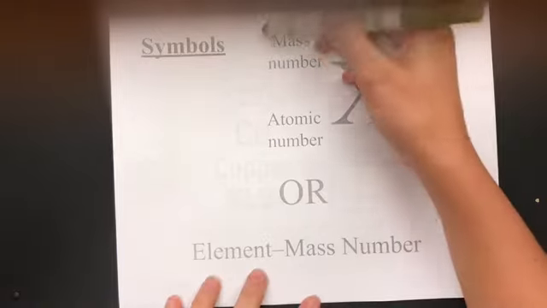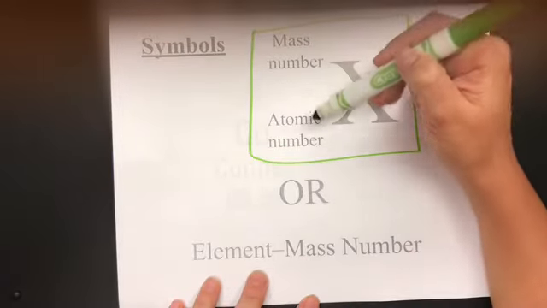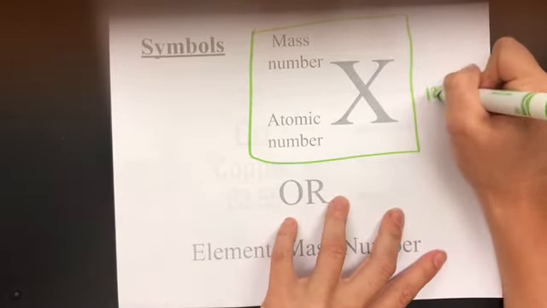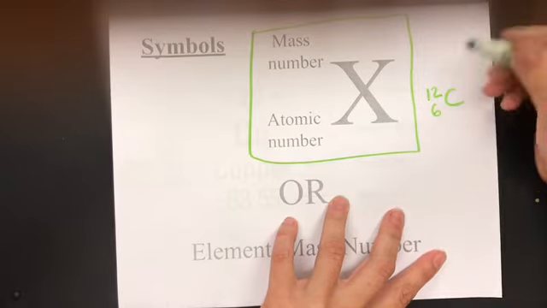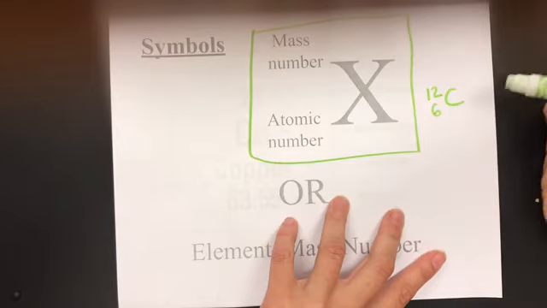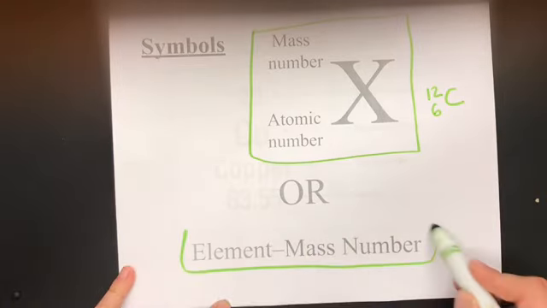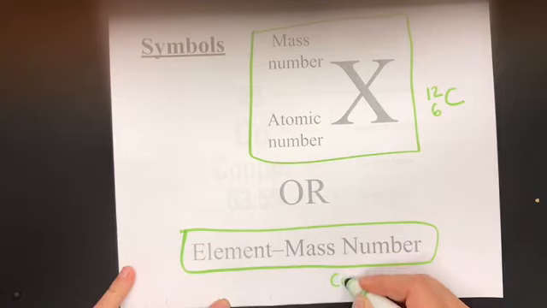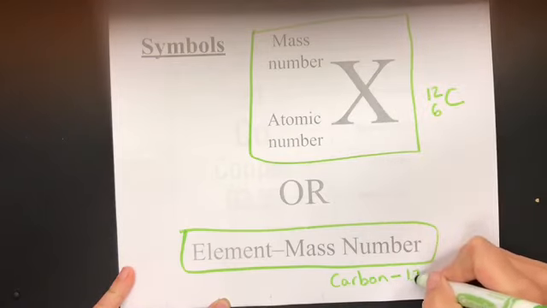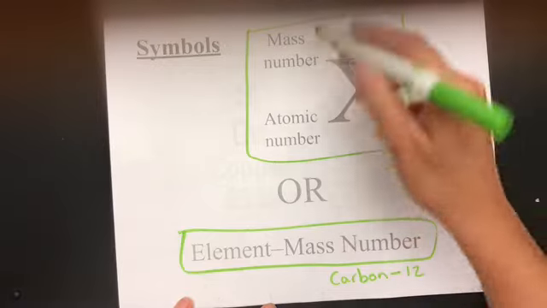There are two ways to write a symbol. This is one. You have a number here and a number there, and then the symbol itself. So mass number over atomic number and the symbol of the element. So for example, 12, 6, C. So 12 is the mass number, 6 is the atomic number, C is indicating what element it is. In this example, this is carbon. Okay. Here, this is another way to write what element it is. So you're going to write, we'll do the same example, carbon, the element name, dash, its mass number. So carbon dash 12. Okay, it's going to be extremely important to know what number is what.